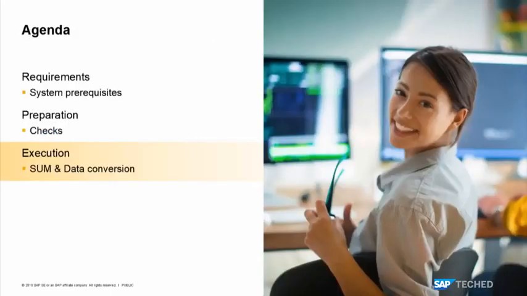So we had the system requirements, we had a short overview on the checks, most of them based on the simplification item list. But as the list is very long, you use the checks like simplification item check to narrow down the results to what is relevant for your system. If you have done all this and you have adapted what is required, then it is about to execute the technical conversion using the SUM tool. And the aspect of data conversion is explained now as well.